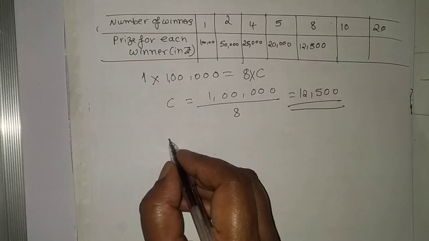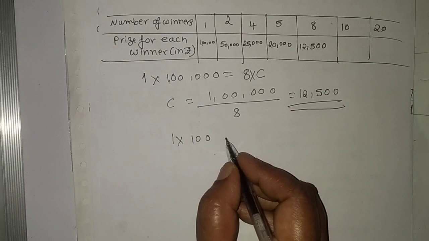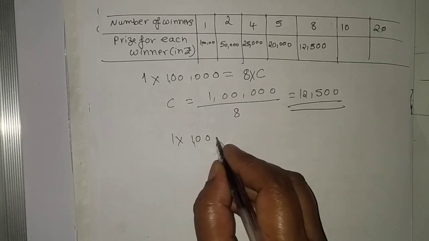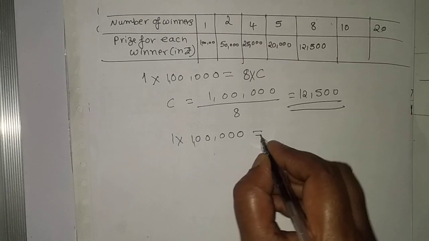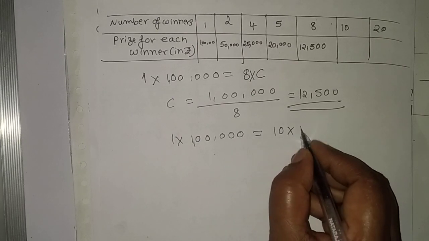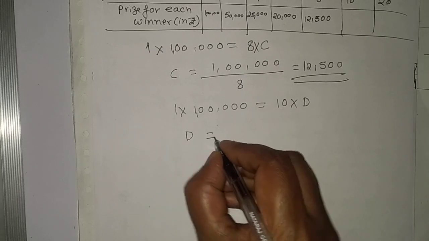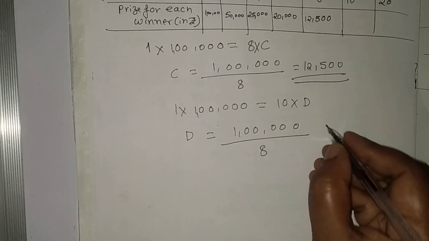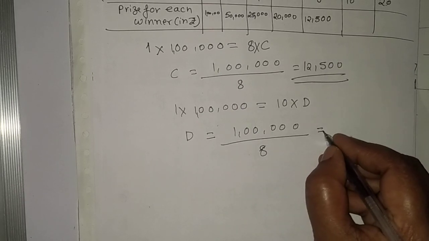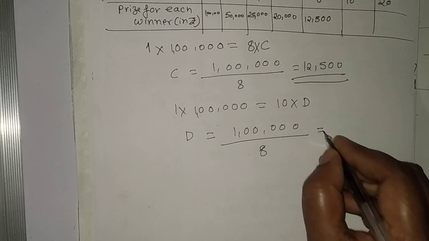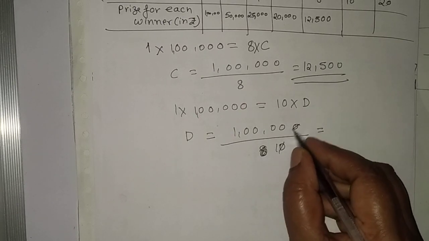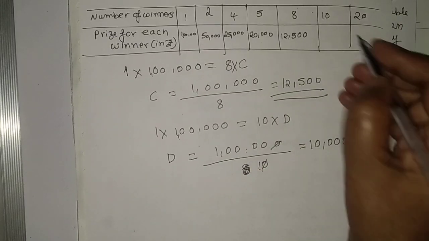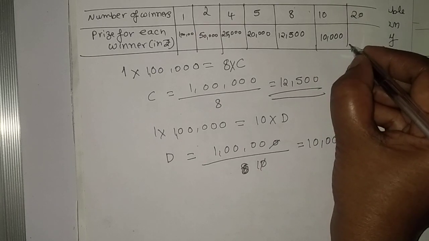D means this one, 10. So 1 into 10, 1 into this, 1 lakh is equal to how much? 10 into ABCD. Therefore D is equal to 1 into 1 lakh divided by 10, is equal to how much? 8 we finished, this is 10 we have to take, then it is 10,000. So write down here 10,000, fill in the table.